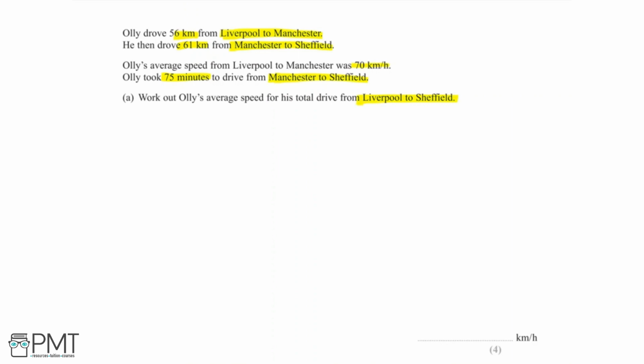Sheffield. So let's represent the information that we've been given in a diagram. We can call this point L, which represents Liverpool, then call this place M, which represents Manchester, and lastly we can call this point S, which represents Sheffield. And so the distance between Liverpool to Manchester is 56 kilometres, and the distance between Manchester to Sheffield is 61 kilometres. We're told that Ollie's average speed from Liverpool to Manchester was 70 kilometres per hour, which we can write down in our diagram.